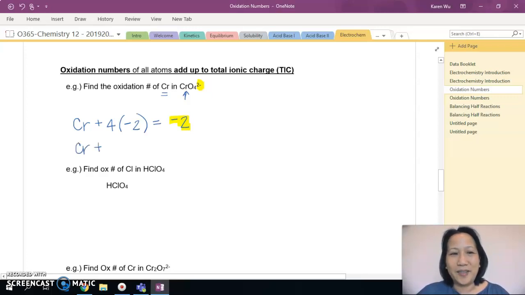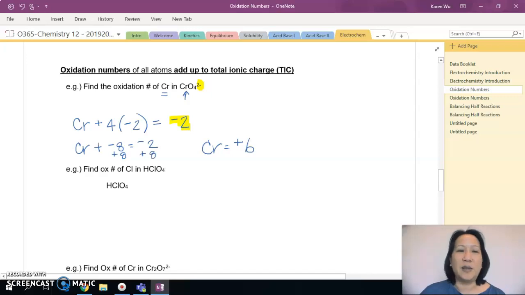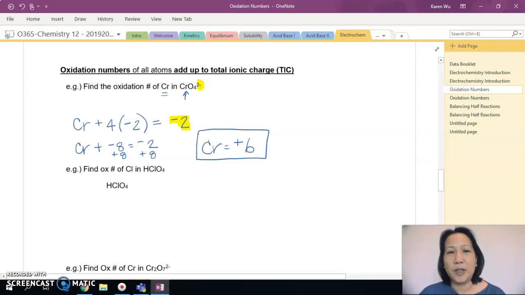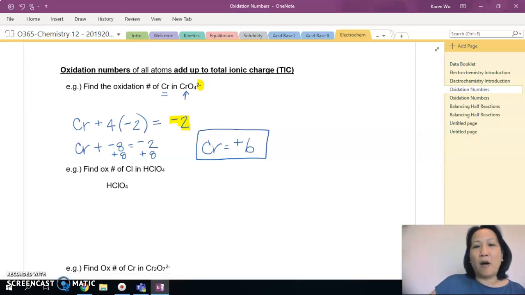4 times a -2 is a -8, and all of that adds up to -2. So let me add 8 to both sides of the equation. So chromium here is a +6. Let me just double check my math. 6 and -8 is -2. Yeah, okay, so cool. So here in this particular group, CrO4 -2, this chromate ion, chromium, Cr, has a charge of +6.